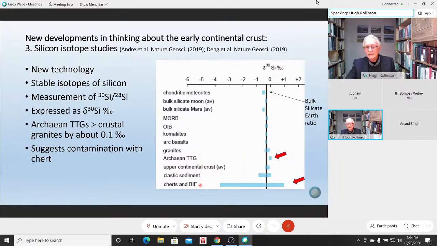And how might this have come about? Well, one of the most enriched rock types that exists, enriched in the heavy isotope, is chert. And so the suggestion is that maybe Archean TTGs have come from a source which contained chert.